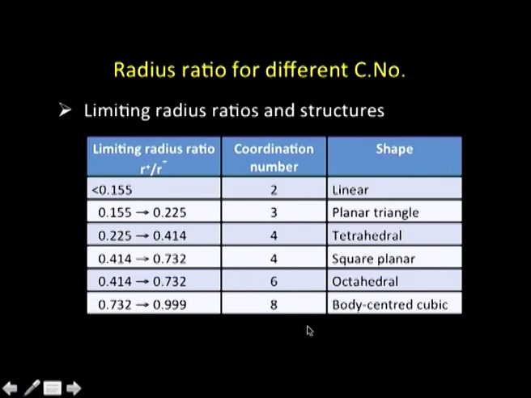So, we find that theoretically we can work out the range of radius ratios, and for a given radius ratio what the coordination number will be and what kind of shape will be adopted by the ions around a given cation. So, that is what is predicted by the radius ratio rules.